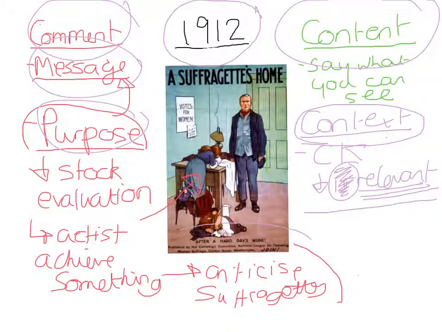So why would this promote the authors? It says published by the campaign committees, National League for Opposing Women's Suffrage. So whenever you get a source, you need to be looking at and thinking about who the author is. Because if you don't, you'll probably get the wrong end of the stick and you'll get the wrong purpose and the wrong message. So now, have a go at writing this yourself.